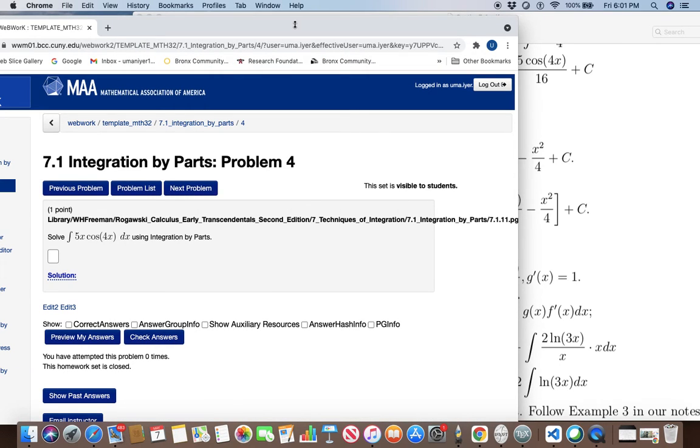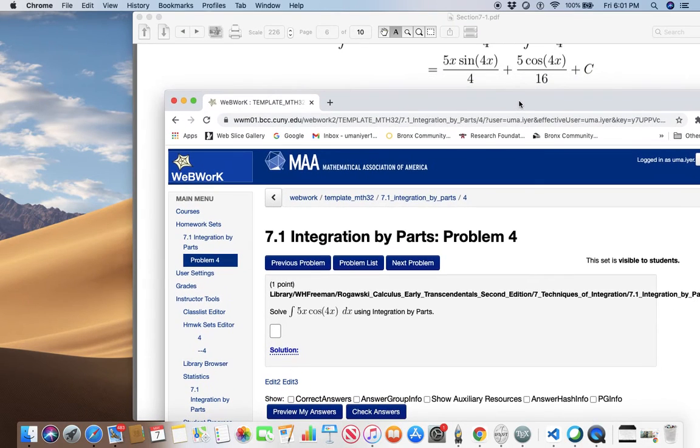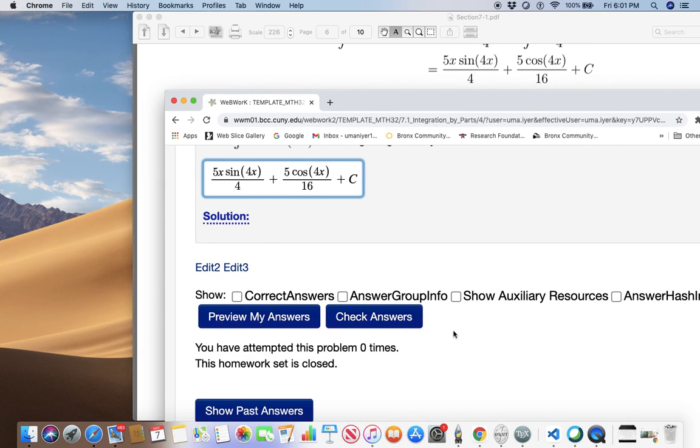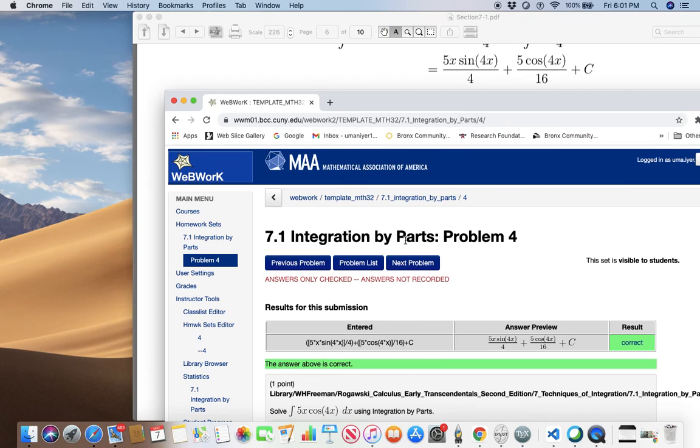Let's check. 5x sine 4x the whole over 4 plus 5 cosine 4x the whole over 16, and do not forget constant of integration. All right. Okay, next.